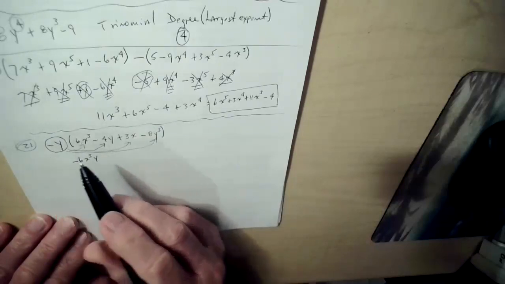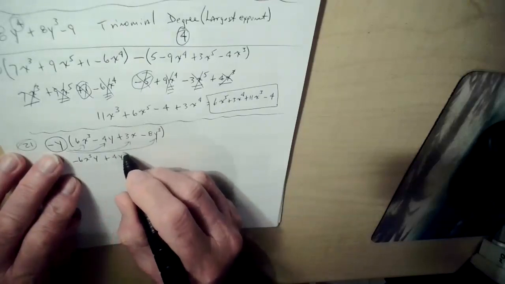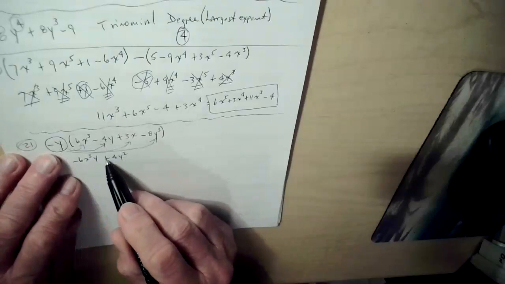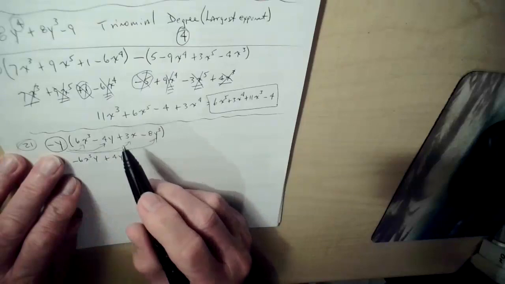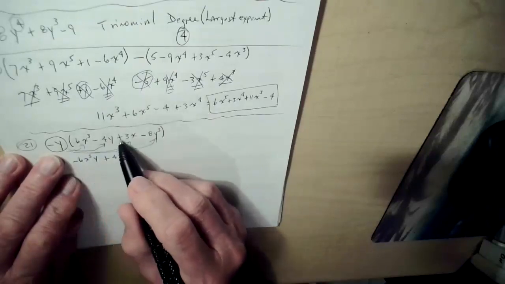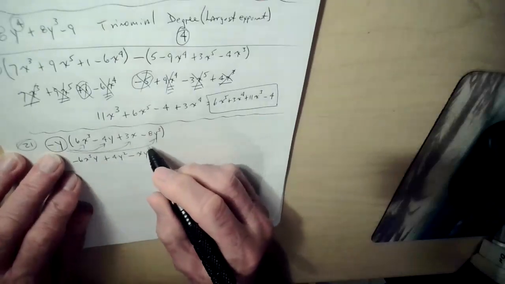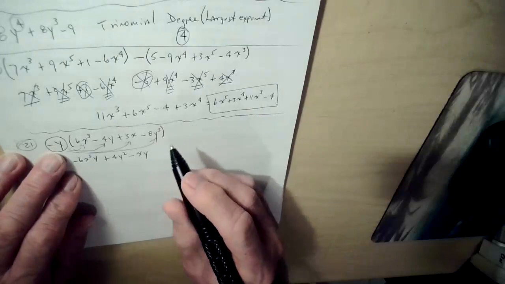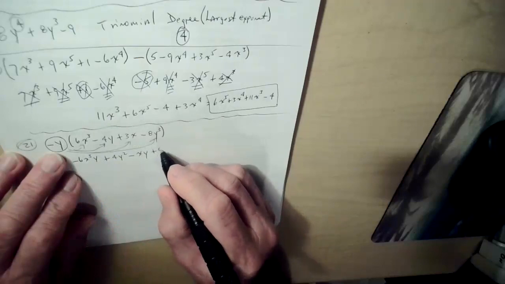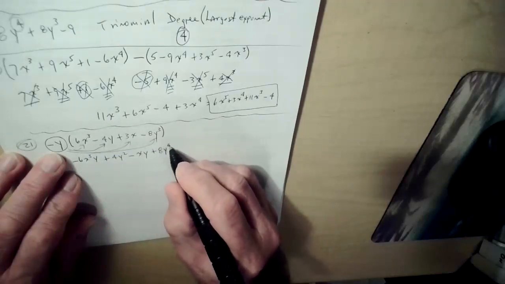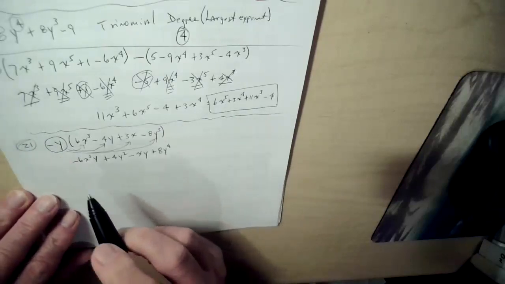Okay, y times 6x cubed is, remember, negative x cubed y. And then plus 4y squared. Okay, negative times a negative is a positive, 4y squared. And then negative y times 3x is, again, a negative times a positive is a negative xy. And then we have negative y times negative 8y cubed is a positive, negative times a negative, 8y to the fourth. Right?